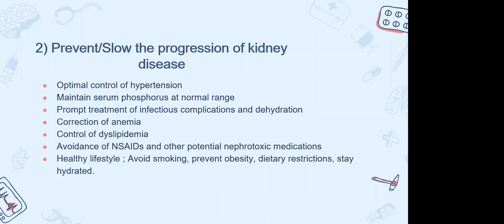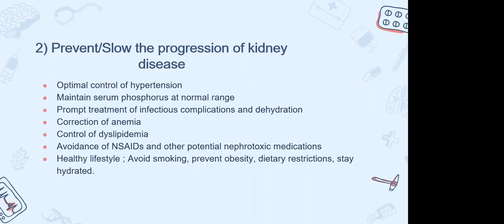The second one is to maintain the serum phosphorus in the normal range. They suggest that we should maintain it less than 5.5 milligram to minimize renal calcium phosphorus deposition. The next one is treatment of infectious complications and dehydration, which can minimize additional loss of renal parenchyma, correct the anemia, control the dyslipidemia, and avoid NSAIDs or other potential nephrotoxic medications. And the last one, practice healthy lifestyles, avoid smoking, prevent obesity, dietary restrictions, and also stay hydrated.